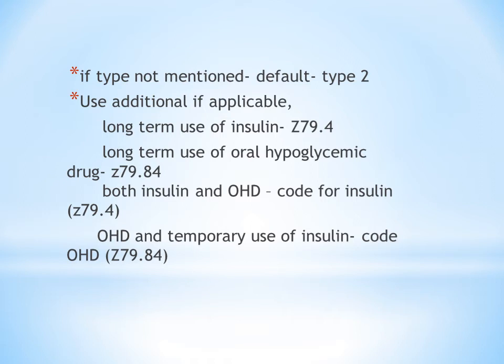So I'll repeat, we said if it is long-term use of insulin, then code for long-term use of insulin Z79.4. If it is long-term use of oral hypoglycemic drug, then code Z79.84. If it is both insulin and oral hypoglycemic drug, then code for insulin Z79.4. And the last one, if it is oral hypoglycemic drug but temporary use of insulin, then code Z79.84, that is code for oral hypoglycemic drug.